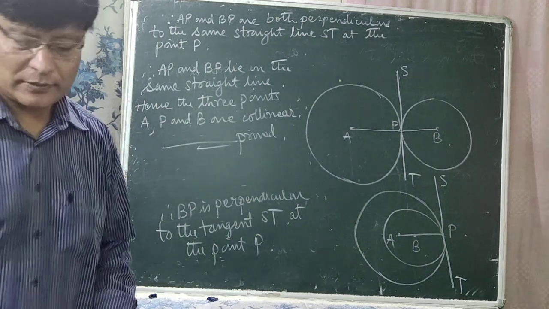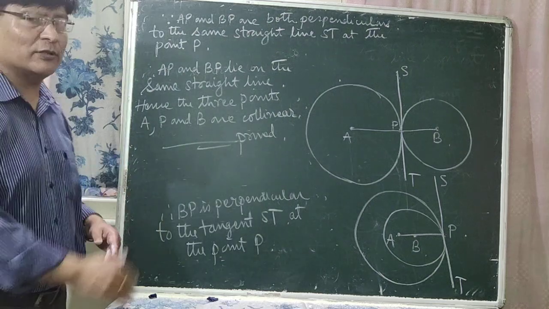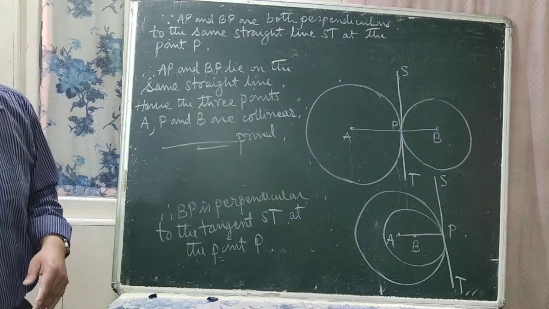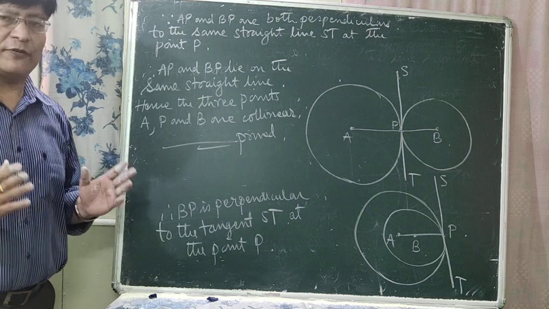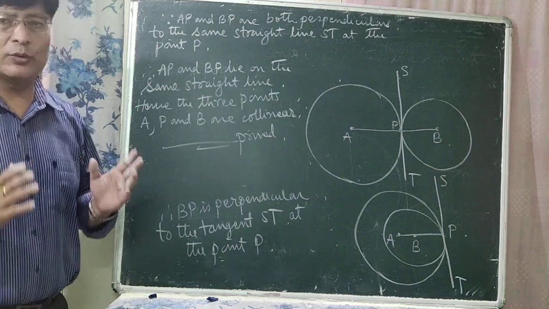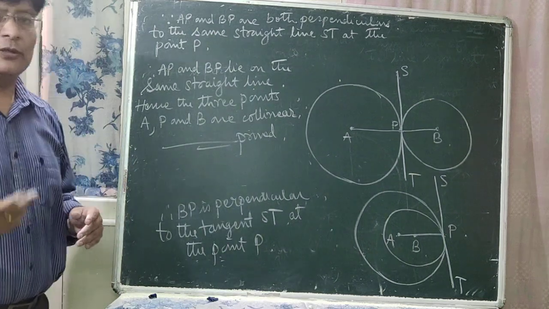Okay. So you can copy it. So this much is for today. You can revise all the theorems that we did so far. In the next class we'll do construction. For the construction we need ruler, compass and pencil. So in the next class we'll do constructions.